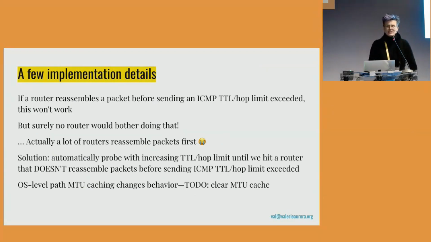Anyway, just a few implementation details. If the router reassembles the packet before it sends the time to live exceeded, you're not going to be able to tell if it was fragmented or not. Who would bother doing that? Well, actually, a lot, including my home access point. So the program automatically probes until it gets back the fragmented version of the time to live exceeded. It's gone up to 6 on some of the networks. I think the RIPE one is 3 for both IPv4 and IPv6. My home is only 2.